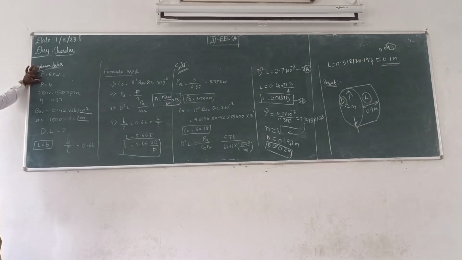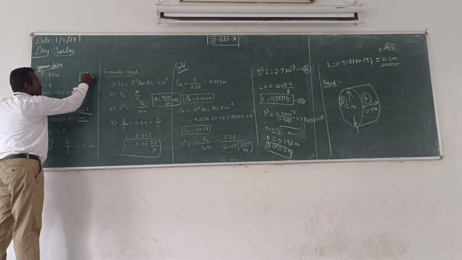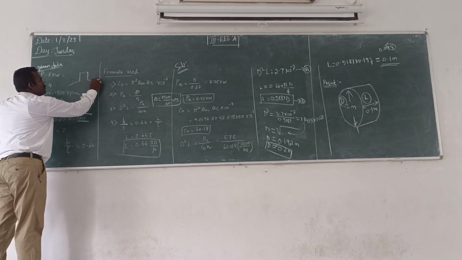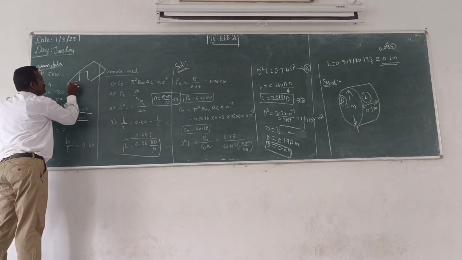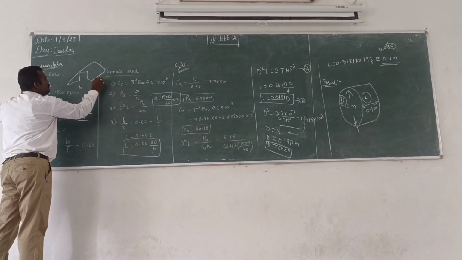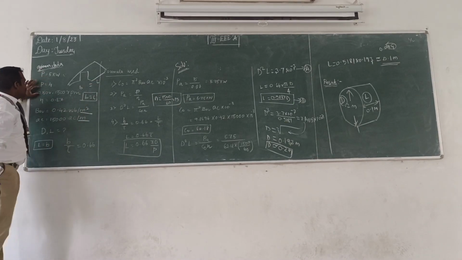A 5 kilowatt, 4 pole DC shunt generator, square pole face, is given. Square pole face means that normally the pole looks like that, so the length of the pole and the pole arc should be the same. That is, B should be equal to L. So that is given in the problem itself.